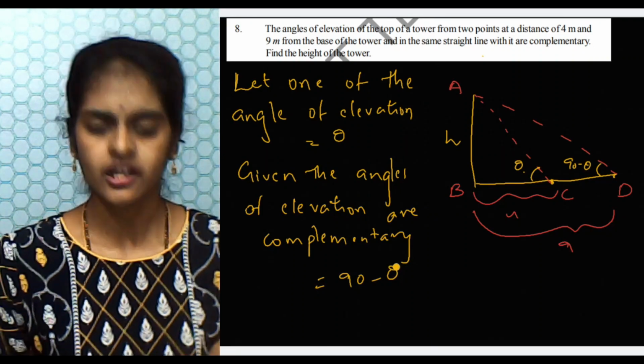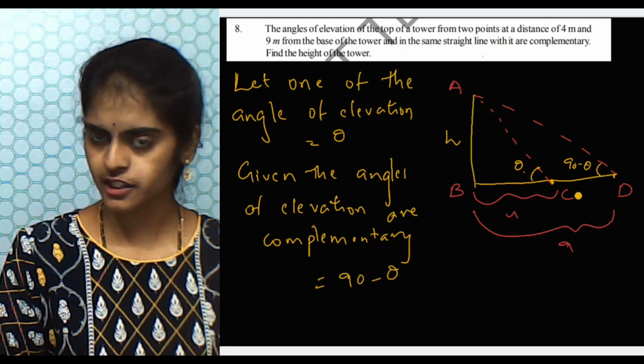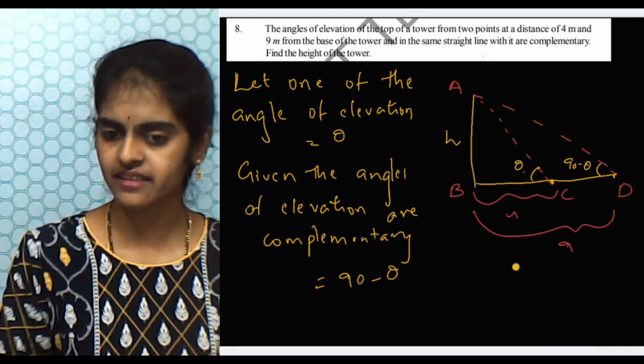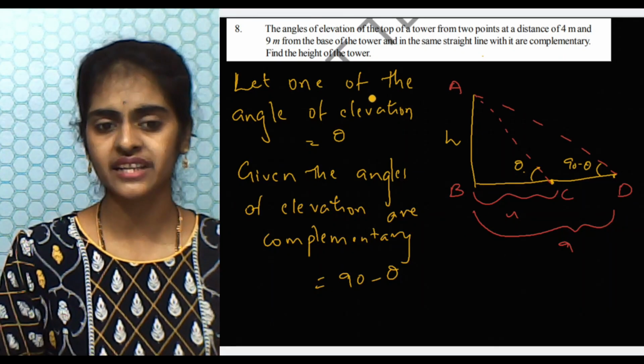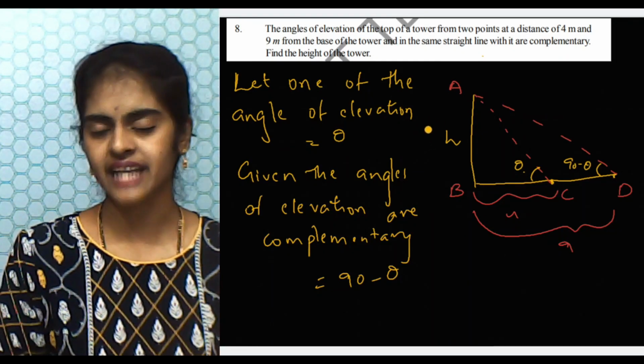No problem. So now these two angles are given to you, and the base BC is given, and here BD is given as 9, the complete distance. You have to find the height of the tower. So how will you get the height of the tower?